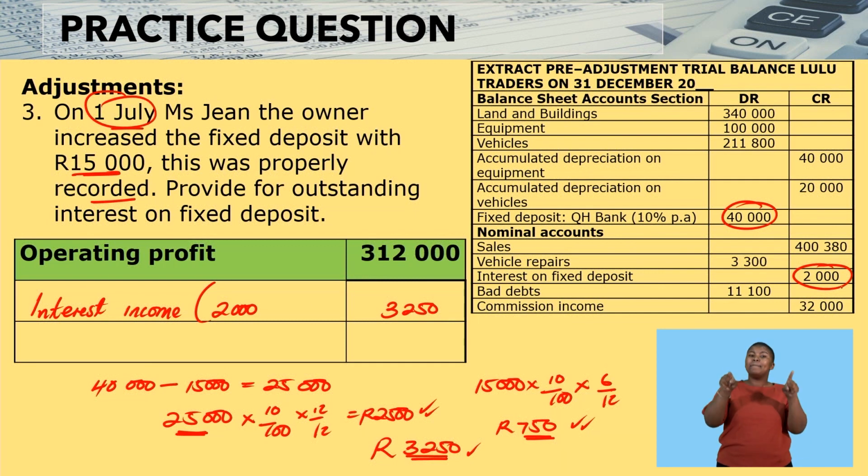But in the list of balances, I've been given 2,000. That means there is an amount that is outstanding. The outstanding amount is the difference between 3,250 and 2,000, which is 1,250. That becomes the interest that is outstanding. So in my statement of comprehensive income, I say 2,000 plus the 1,250, and the interest must be 3,250.